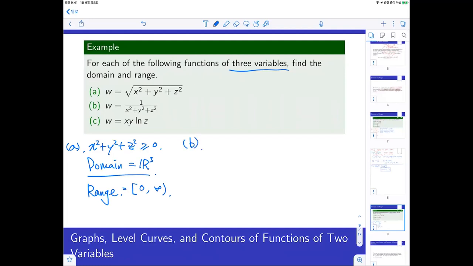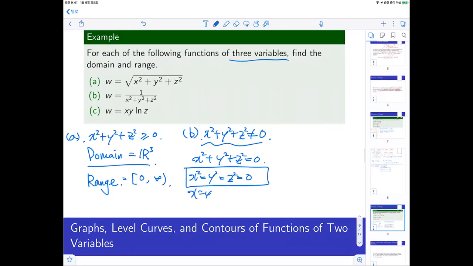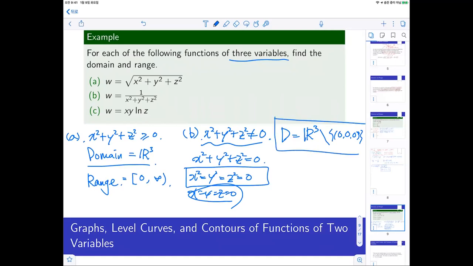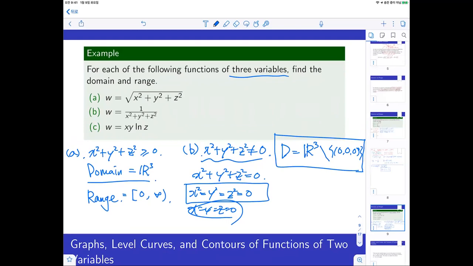Similarly, in the second case, x squared plus y squared plus z squared cannot be zero. You might know that if x squared plus y squared plus z squared is zero, and x, y, and z are real numbers, then since the square of a real number is non-negative, each square should be zero. So x, y, z are zero. So the domain is R3 minus the origin. The origin is 0, 0, 0. Since x squared plus y squared plus z squared cannot be 0 and it has positive value, the range is 0 to infinity, any positive number.